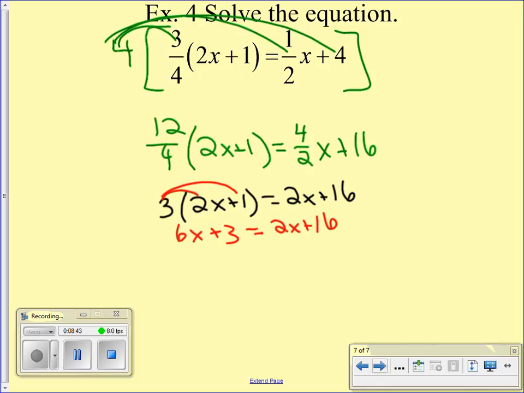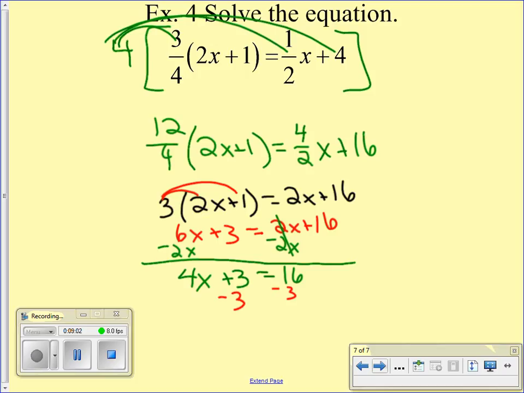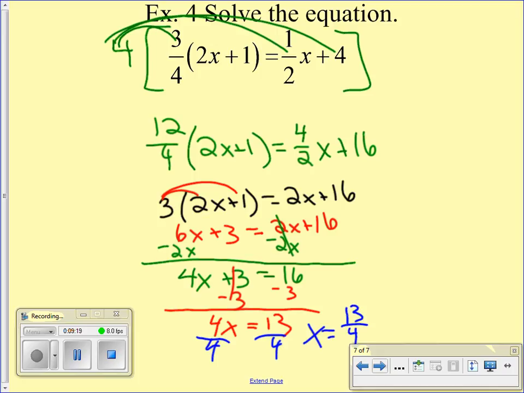Now I'm going to solve it by moving the x's to one side and the numbers to the other side. So subtract 2x, subtract 2x, 4x plus 3 equals 16. Subtract 3 to the other side. 4x equals 13. Isolate the variable. Divide by 4 on both sides. So that I get x equals 13 over 4, because 13 doesn't divide evenly by 4. That's the exact answer.